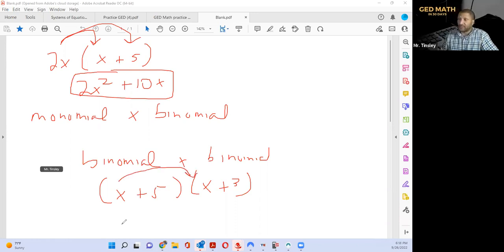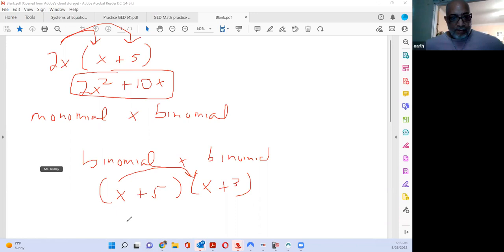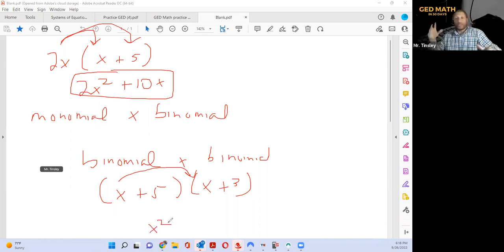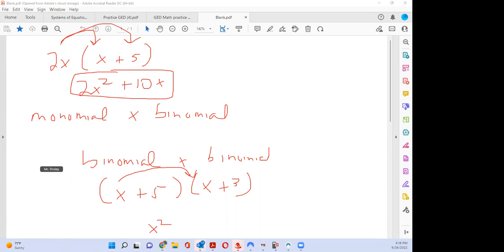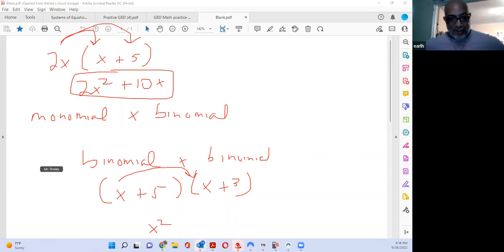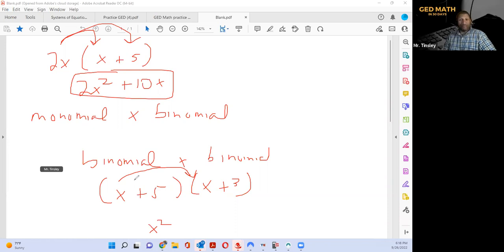What is x times x? x squared. Okay, so x times x is x squared. Why did you say 2? There is no 2. We're multiplying, so you have to understand what we're doing. When we're doing the distributive property, we're multiplying. If we were adding, x and x is 2x, but we're not. So x times x is x squared.